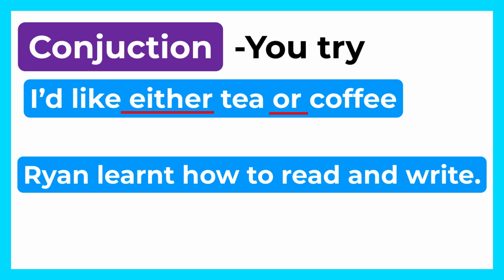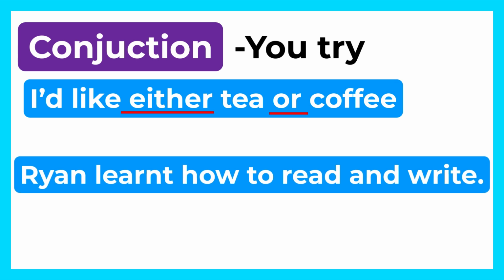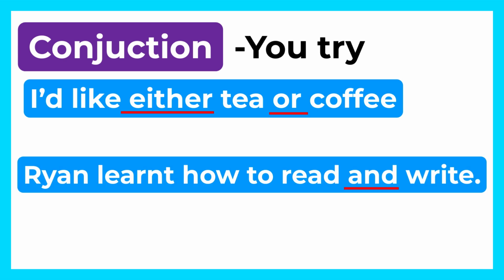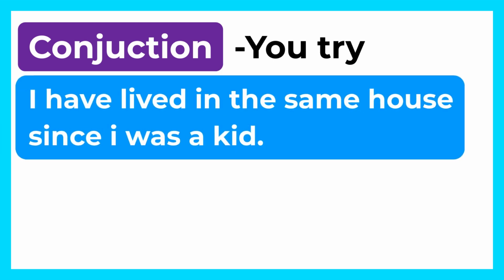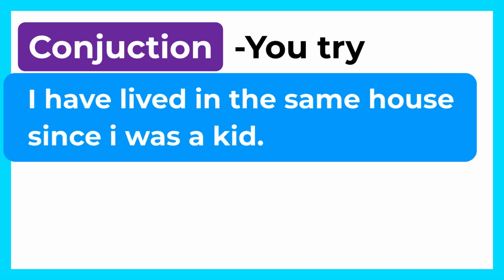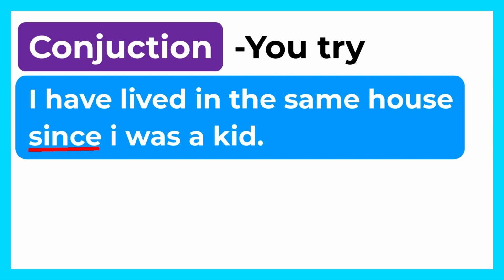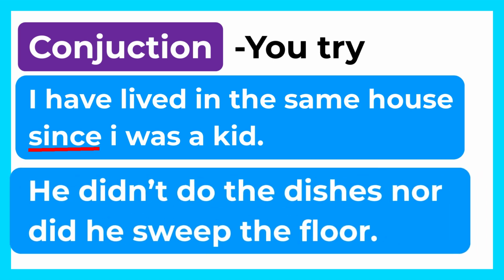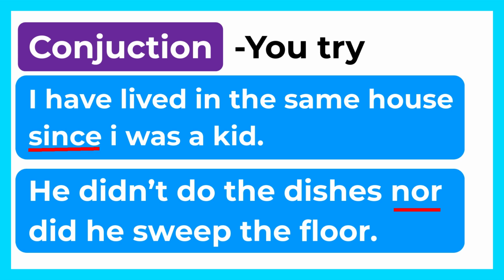Ryan learns how to read and write. The conjunction in this sentence is and. It is a coordinating conjunction. I have lived in the same house since I was a child. The conjunction in this sentence is since. It's a subordinating conjunction. He didn't wash the dishes, nor did he sweep the floor. The conjunction in this sentence is nor. It is a coordinating conjunction.